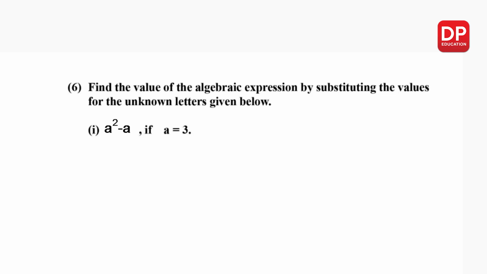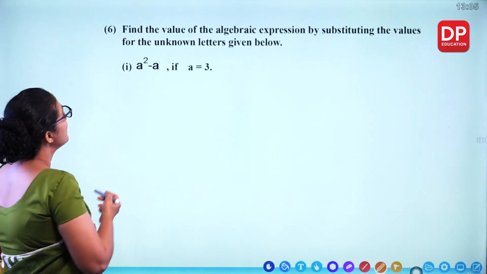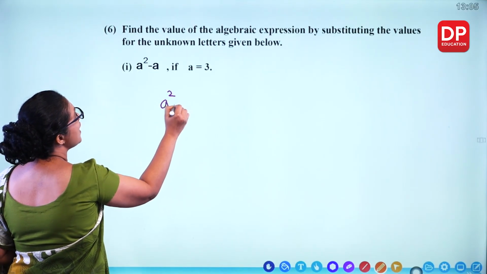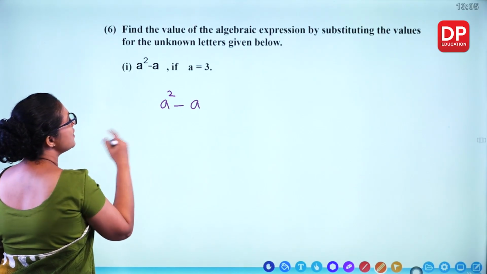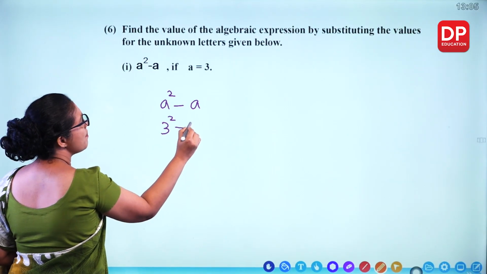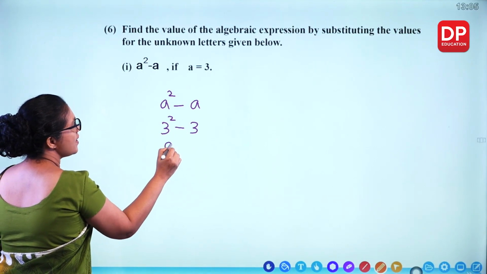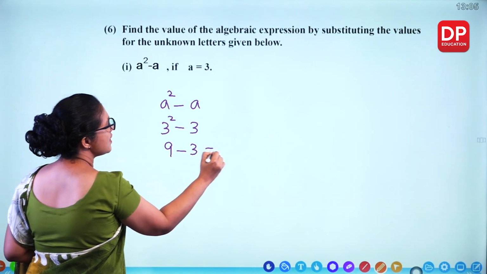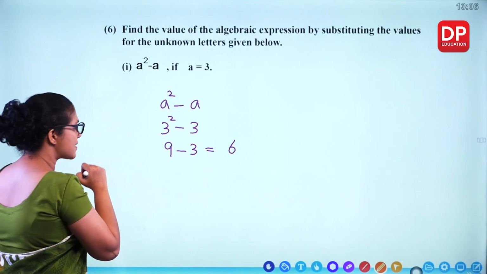Find the value of the algebraic expression by substituting the values for the unknown letters given below. A squared minus a. A is given 3. So that means 3 squared minus 3. 3 squared is 9. 9 minus 3, you get 6.